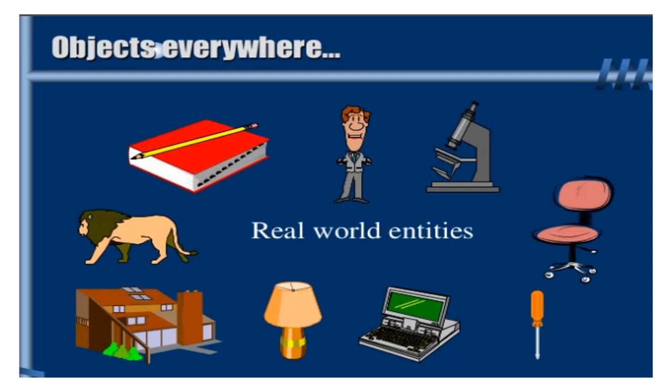The world is nothing but a set of things, which are called real-world entities, where we can see objects everywhere in the world. For example, I mention here some types of objects in the real world: books, chair, home, lamp, etc. We can see them everywhere in the world.